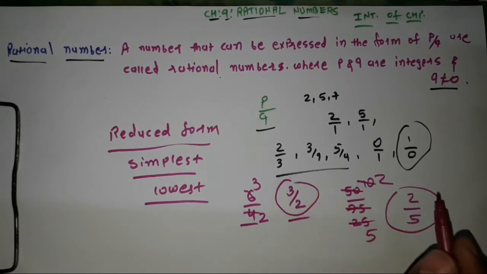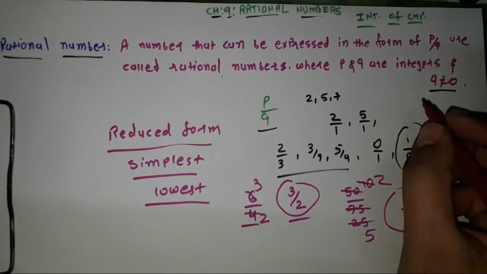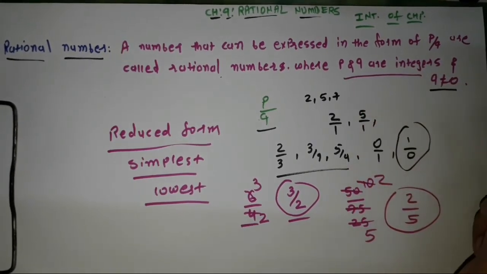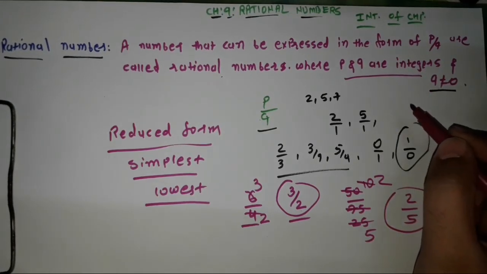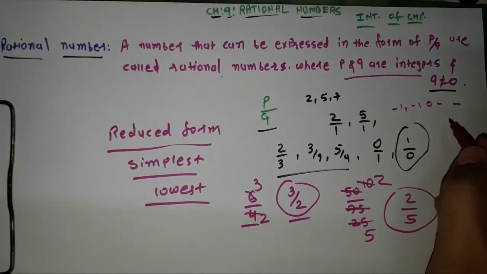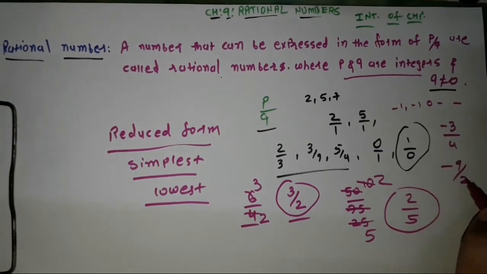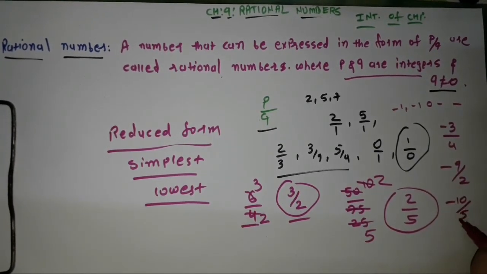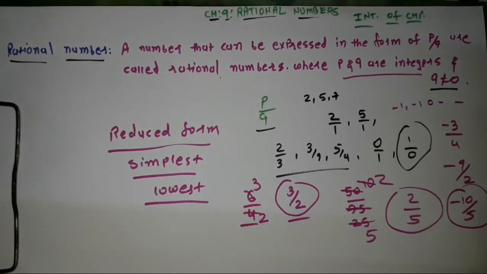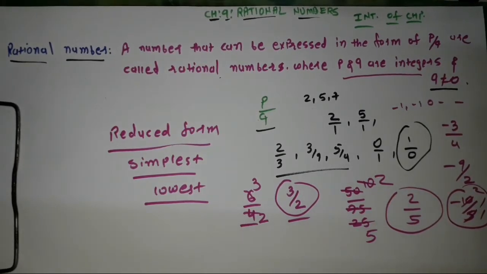And not only positive numbers, negative numbers can also be rational numbers, because here it is clearly mentioned that p and q are integers. Integers means, as we studied in our first chapter, negative numbers and whole numbers, all are integers. So we can also write minus 3 upon 4, this is also a rational number, minus 9 upon 2, minus 10 upon 5, all these are also rational numbers. And the reduced form, for example, will be 5 2s are 10, so minus 2 upon 1. So all these are rational numbers, and this is how we can calculate the simplest form or standard form.